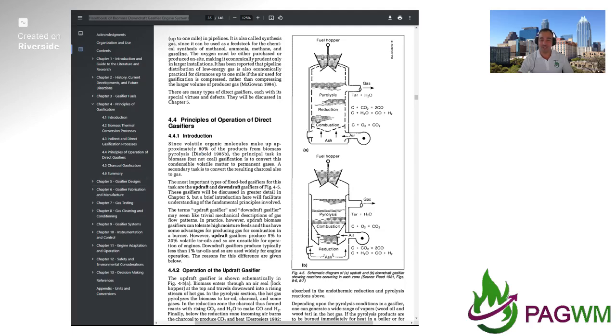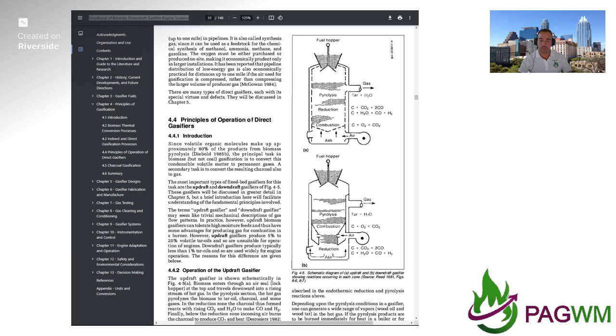We're leaving off at 4.4 Principles of Operation of Direct Gasifiers. So let's look at the intro here. Since volatile organic molecules make up approximately 80% of the products from biomass pyrolysis, the principal task in biomass, but not coal gasification, is to convert this condensable volatile matter to permanent gases. A secondary task is to convert the resulting charcoal also to gas. The most important types of fixed bed gasifiers for this task are the updraft and downdraft gasifiers.